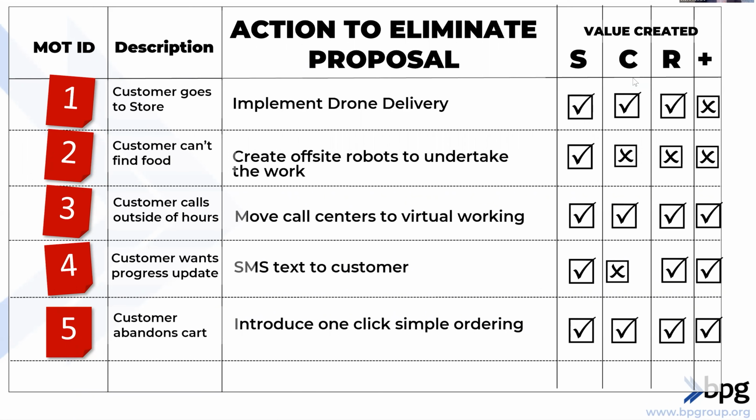So you can see in the model here, what we've got is a whole bunch of check marks and crosses. Crosses are negative, check marks are positive. So with those things in mind, which are the ones that give us the biggest bang for the buck? That's what we're looking for. Our eyes are drawn immediately to Moment of Truth 3 and Moment of Truth 5, where we could move call centers to virtual working and introduce one-click simple ordering.